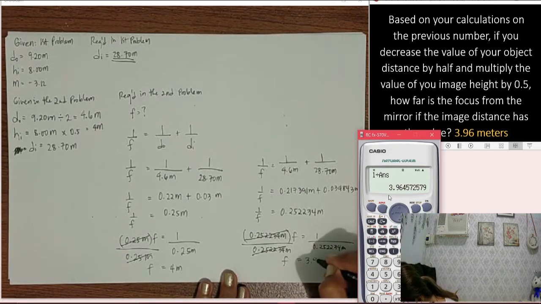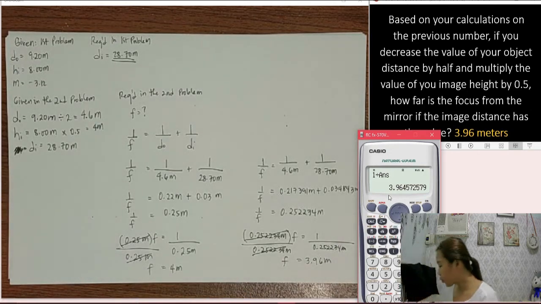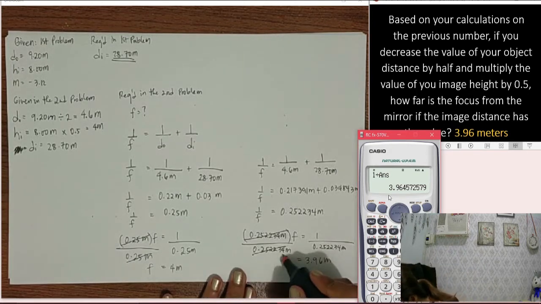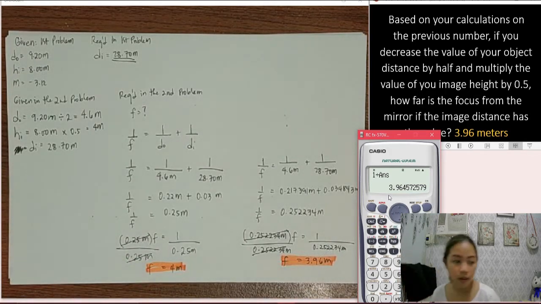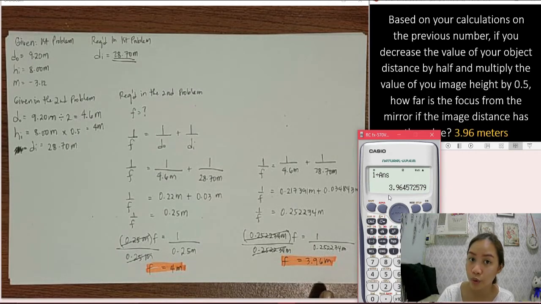So, 3.96 meters. If we take a look at our calculation, there are discrepancies in the decimal places. Okay, so there it is. But if we take a look at our second calculation, we were able to prove that, in fact, our answer of 0.9 is correct. But even if you have no value to prove, you can use this process. I hope you understand how to solve for the values in the problem.